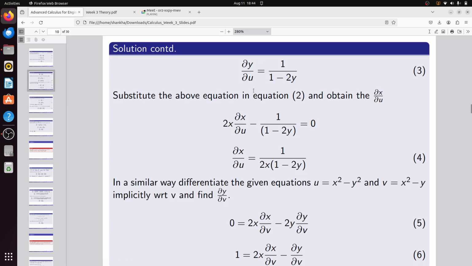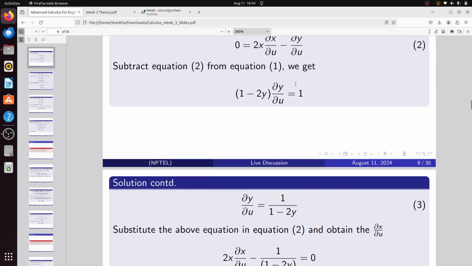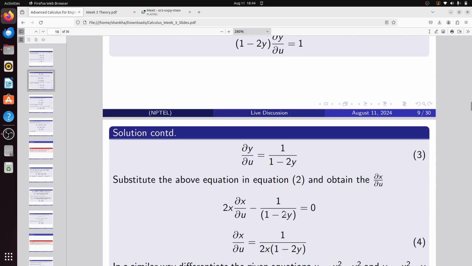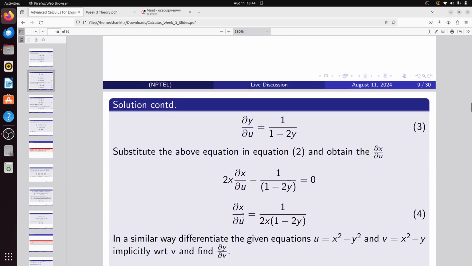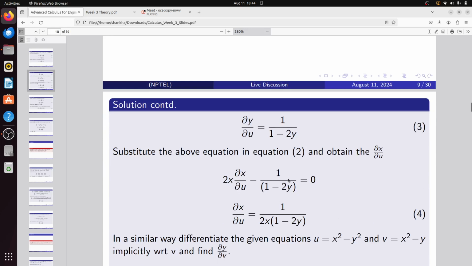So del y del u is 1 by (1 minus 2y). Substitute this into equation 2 and obtain del x del u. So del y del u is minus 1 by (1 minus 2y) here. From here you have obtained 2x del x del u minus del y del u. You put del y del u equal to 1 by (1 minus 2y). So what will be your del x del u? Your del x del u will be 1 by 2x into (1 minus 2y). Just put it here and you will get this answer.